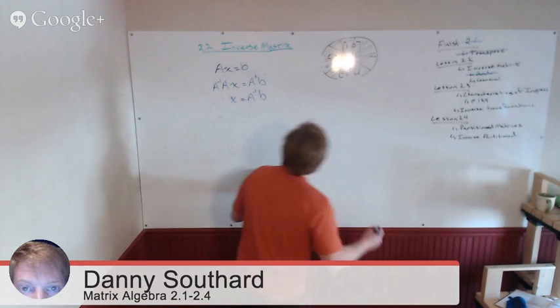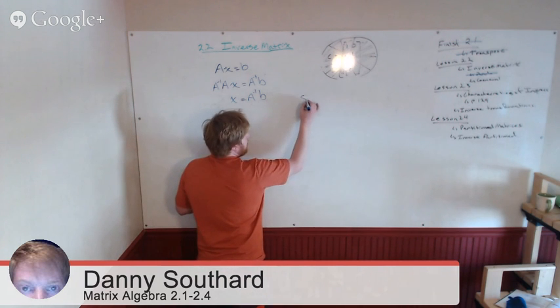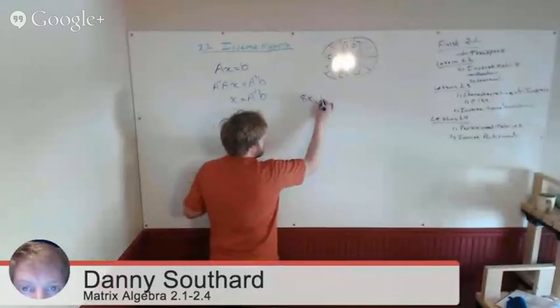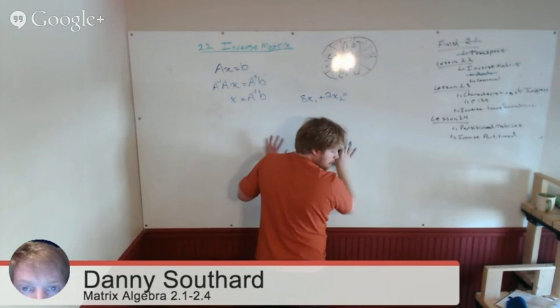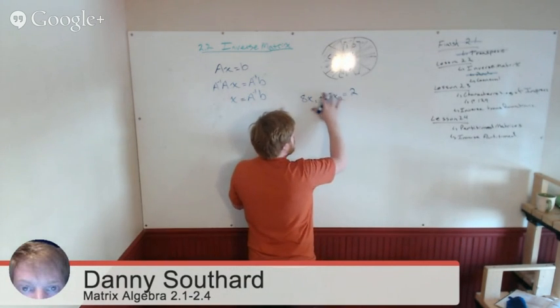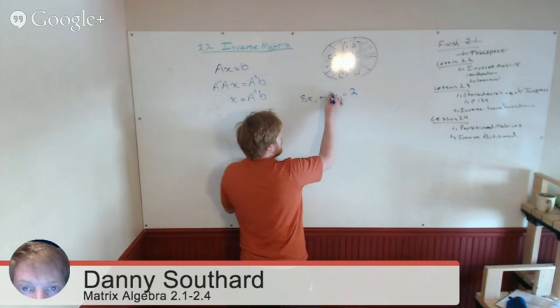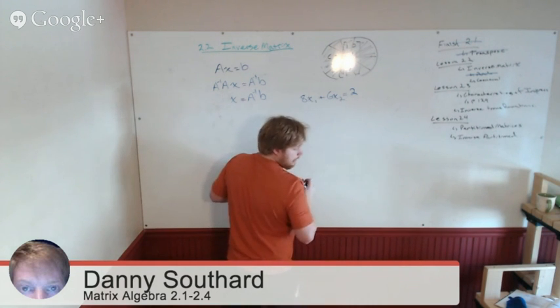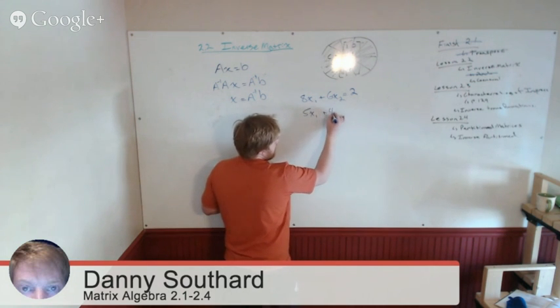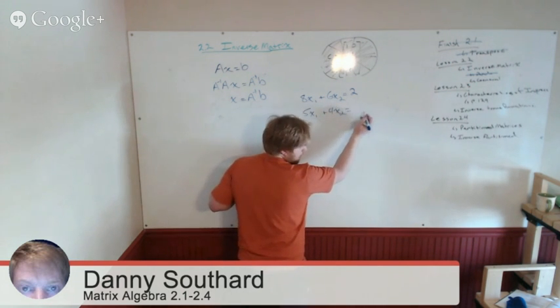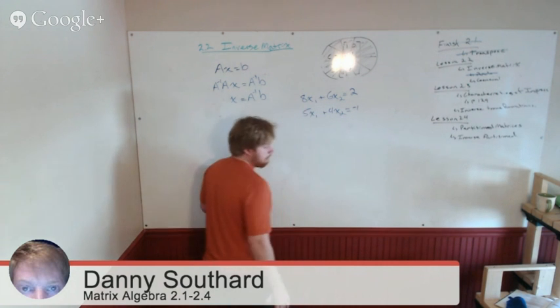We want to solve 8x1 + 2x2 = 2. Let's make that a 6. And 5x1 + 4x2 = -1. Okay.